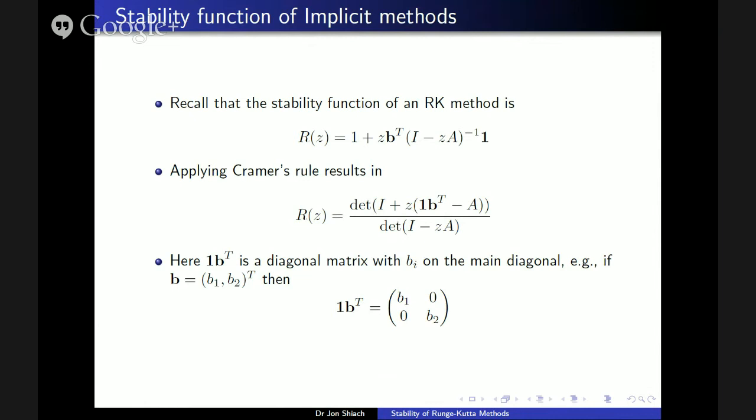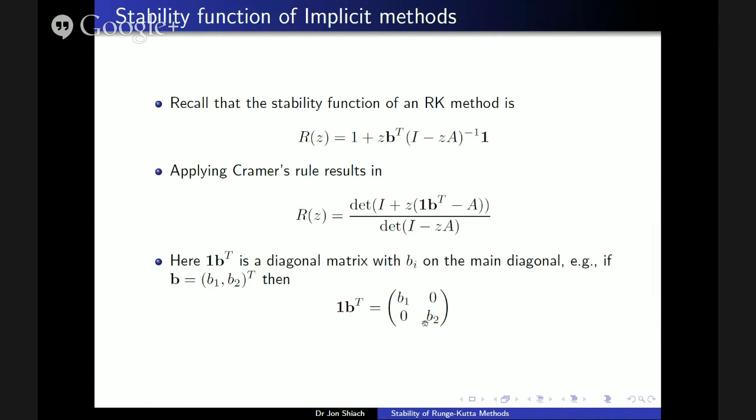There is one fudge. It's a little fudge, but the reason we do it is to make writing down Cramer's rule easy. The fudge is this: 1 times B transpose essentially means I've got a diagonal matrix with the values of B on the main diagonal. So in other words, 1 times B transpose equals that.